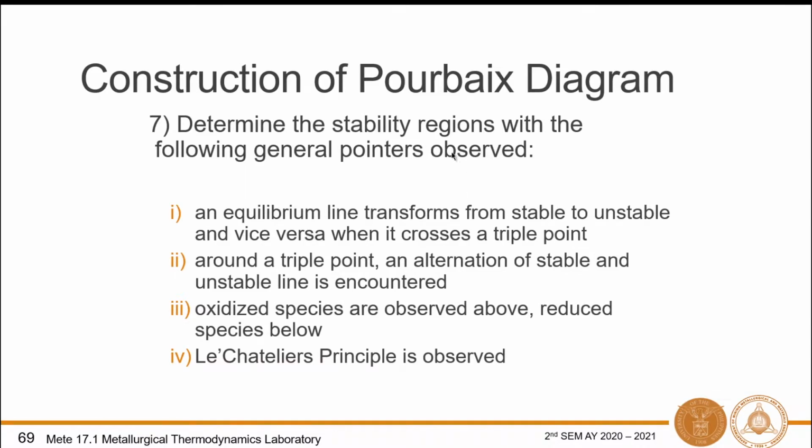Again, we determine the stability regions with the following general pointers observed. An equilibrium line transforms from stable to unstable and vice versa whenever it crosses a triple point. And ito na-discuss naman natin from the previous lecture. Tapos, around the triple point, an alternation of stable and unstable line is encountered. Okay, and the oxidized species are observed above, while the reduced species is observed below. Okay, and this is a consequence of the Le Chatelier's principle.